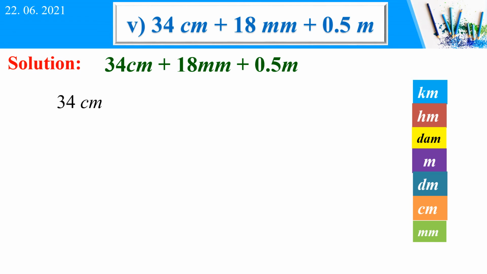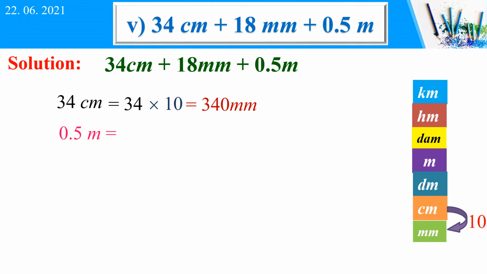So 34 centimeter is equal to 34 into which number we have to multiply? We have to move only one step from centimeter to millimeter. So we have to multiply 34 by 10. On multiplying 34 and 10, we have converted centimeter to millimeter and the solution is 340 millimeter. 34 centimeter is equal to 340 millimeter.